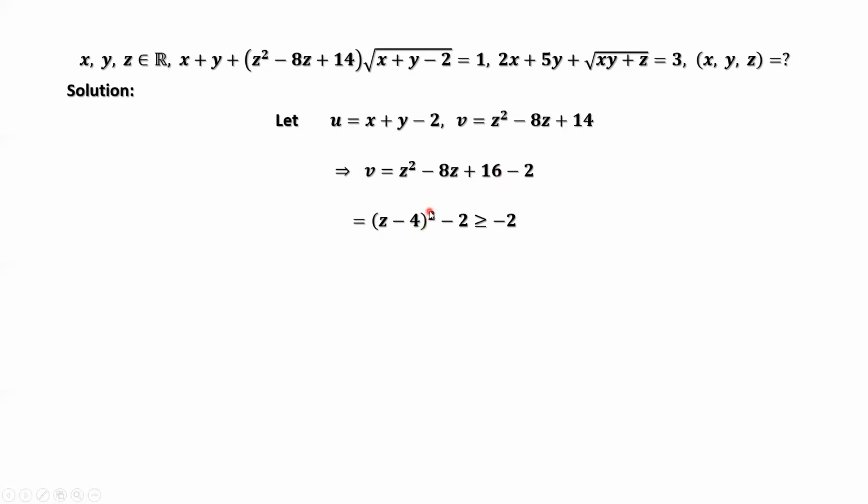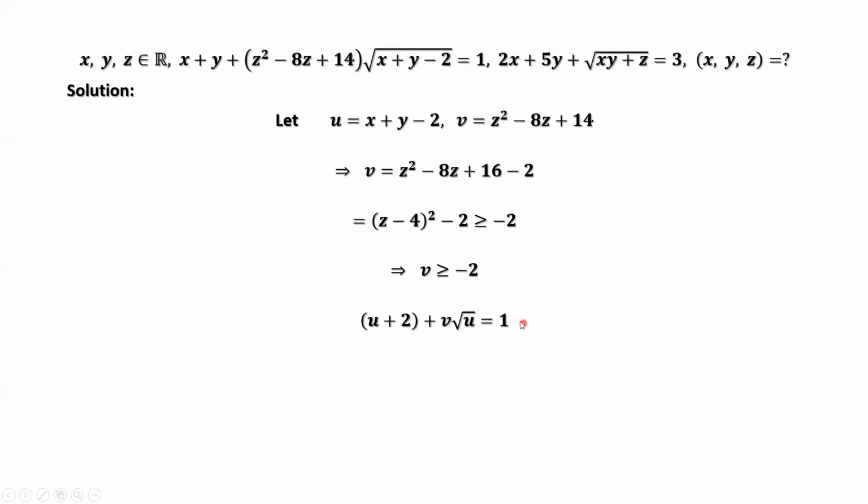(z minus 4) squared is always bigger than or equal to 0. Therefore, v is always bigger than or equal to negative 2. This is the very important result. From the first given condition, we replace x plus y minus 2 by u, and z squared minus 8z plus 14 by v. Solve this equation for x plus y. x plus y equals u plus 2.